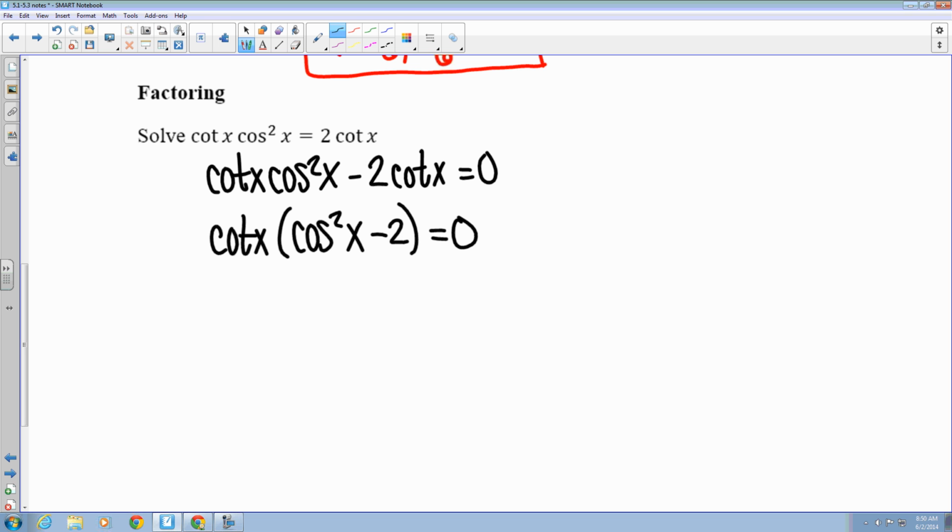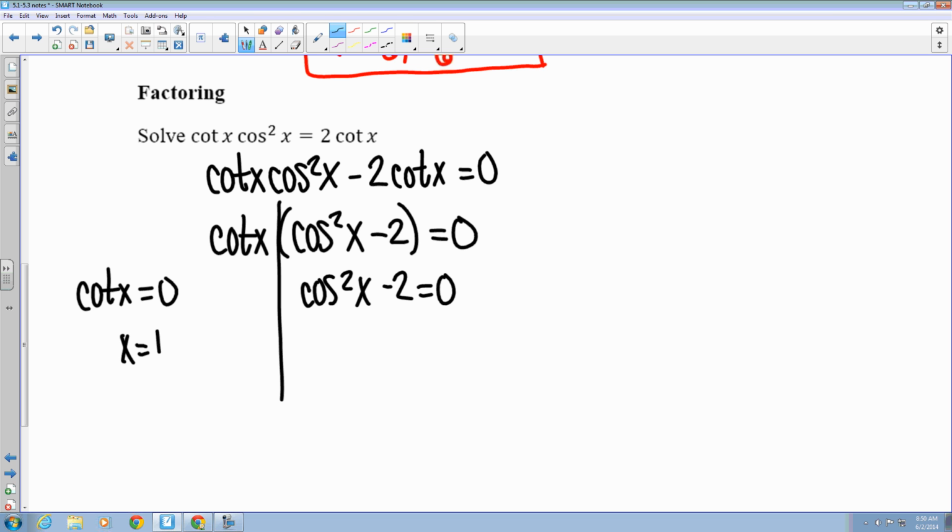So as soon as I turn it into multiplication, then I can really just split this up and have two different problems. So I'm going to start on the left side. I need to know where cotangent of x is equal to 0. Remember, cotangent is x over y. So where, on the unit circle, if I did x divided by y, would I get 0? That happens at pi over 2 and 3 pi over 2.